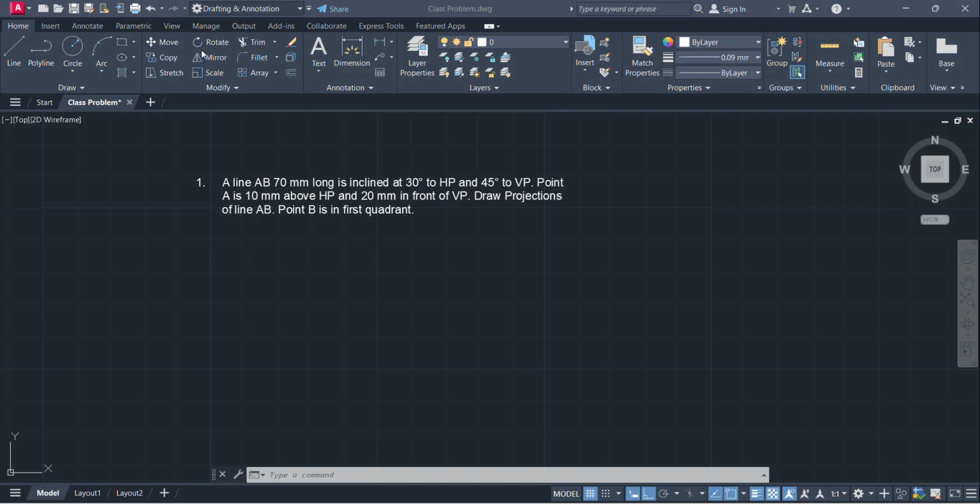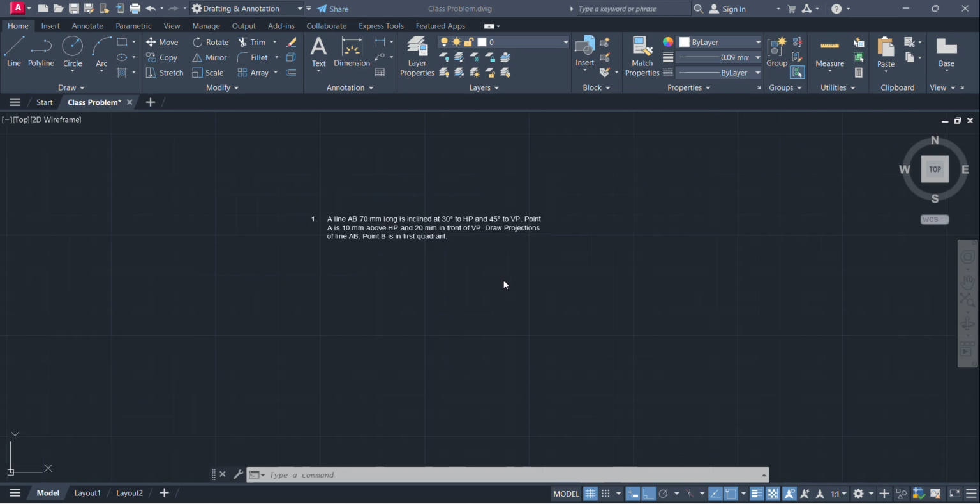Hello learners, welcome. So today we are trying to solve a problem on projection of lines. The problem which we are trying to solve is that a line AB 70 mm long is inclined at 30 degrees to HP and 45 degrees to VP. Point A is 10 mm above HP and 20 mm in front of VP. So we are supposed to draw the projections of line AB while considering that point B is in first quadrant.